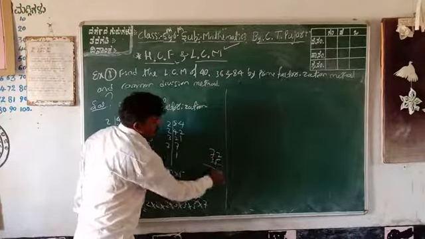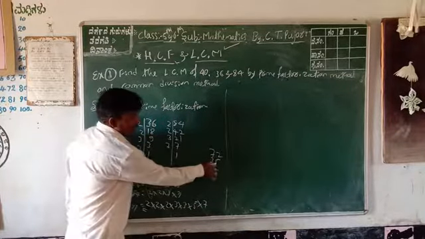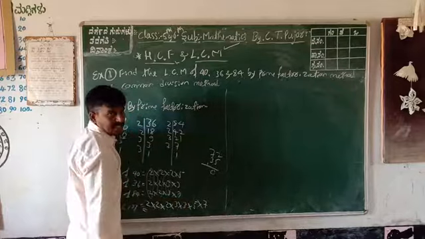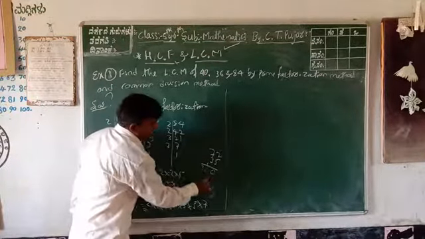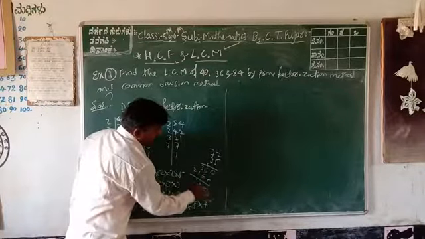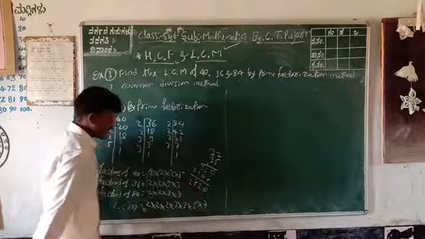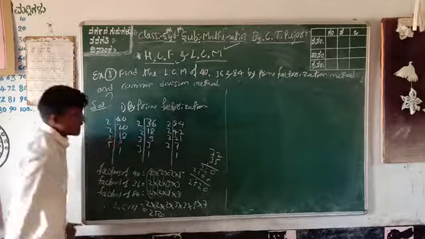5 7s are 35 into 72. 5 7s are 35, 35 plus 1 is 36, plus 3 7s are 21. Therefore the LCM is what? 2520 is the LCM in this one.